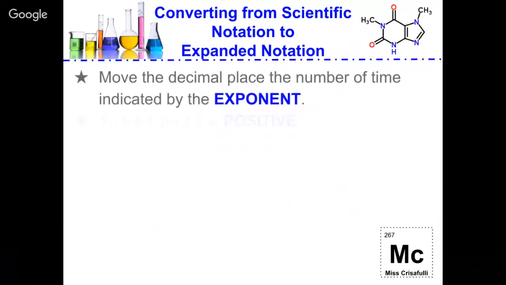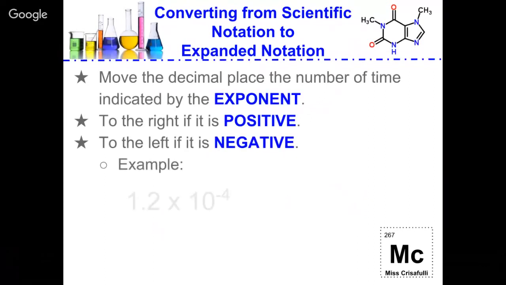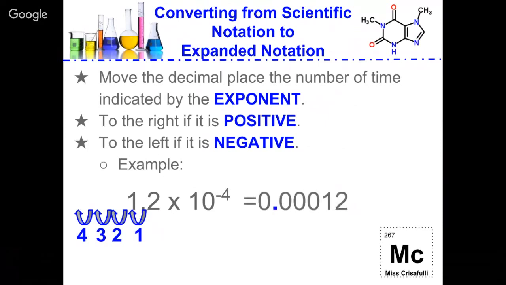Now, what if our example is 1.2 times 10 to the minus 4th? We're looking at that exponent again. That exponent is a negative number, so we're going to move our decimal point to the left, 4 places: once, twice, 3, 4 times. That means we're going to have to put 3 zeros in front of our number. So our number is going to be 0.00012. And that's how we go from expanded notation to scientific notation and from scientific notation to expanded notation.